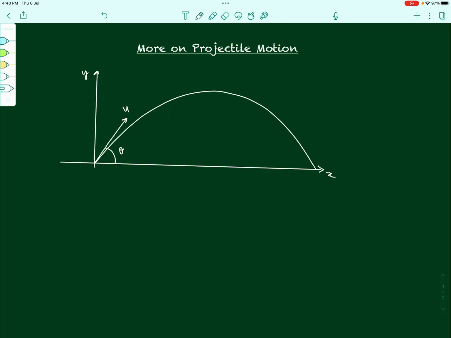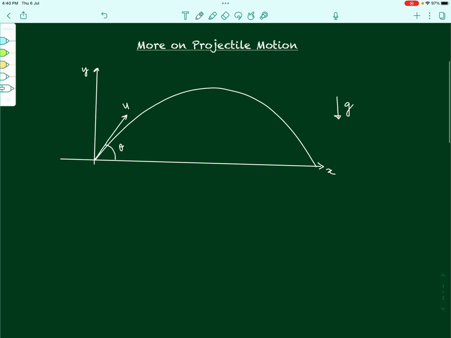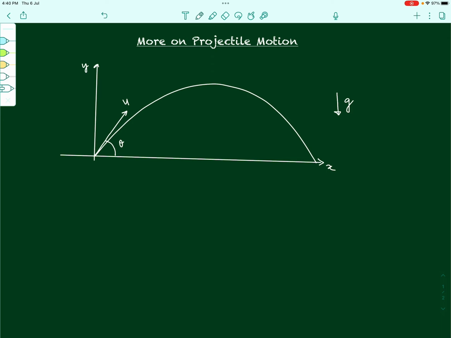And for such a projectile, the acceleration that acts on it is only in the downward direction, having a value of g, 9.8 meter per second squared, right? So a projectile motion essentially is a uniformly accelerated motion which is accelerated in the vertically downward direction. Along the horizontal, there is no acceleration. So the horizontal motion is basically a uniform motion. No change in velocity along the horizontal.